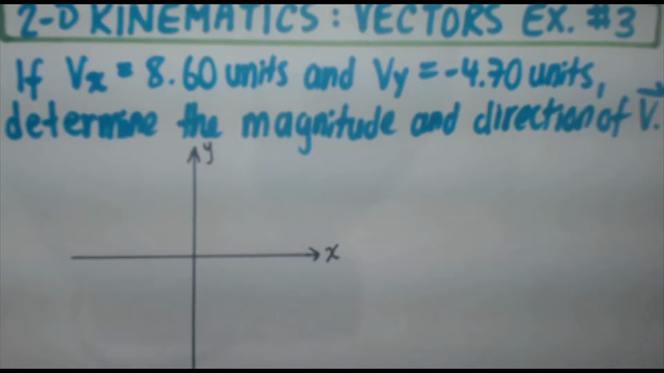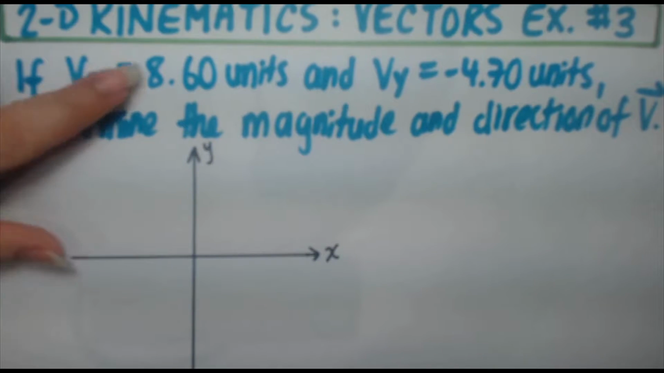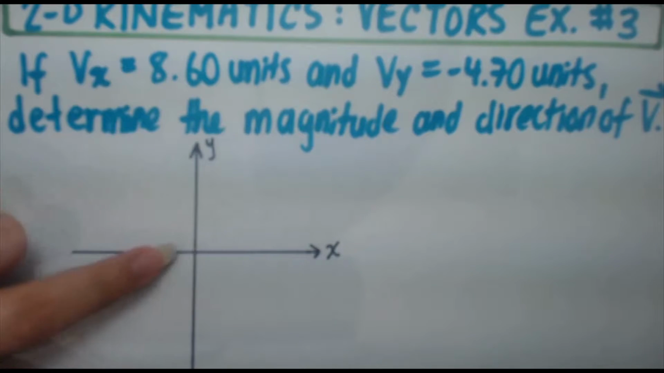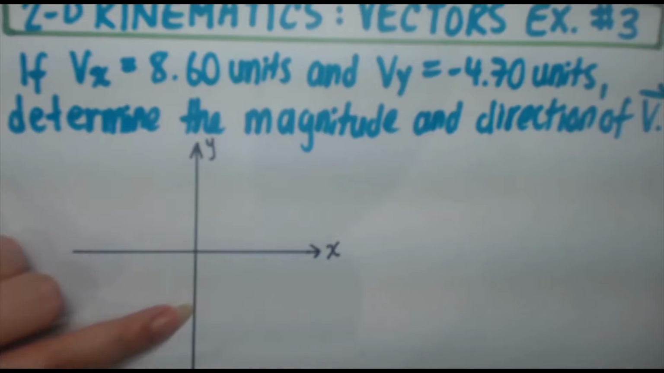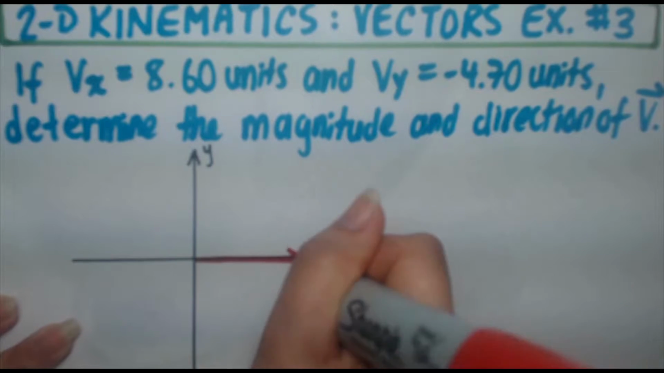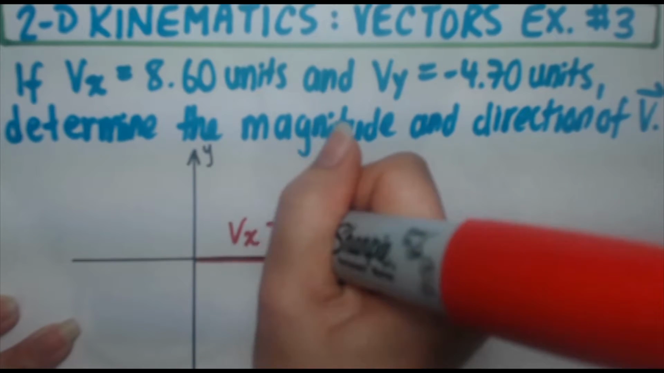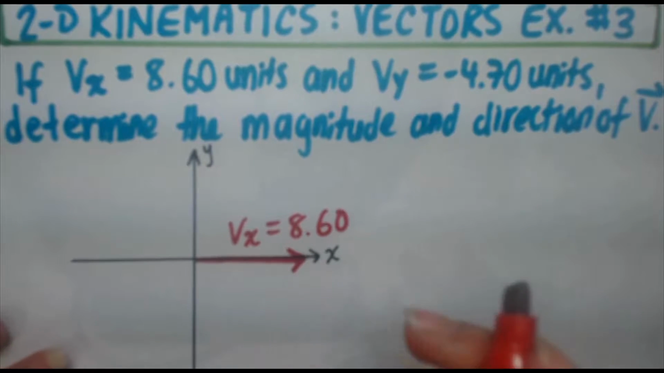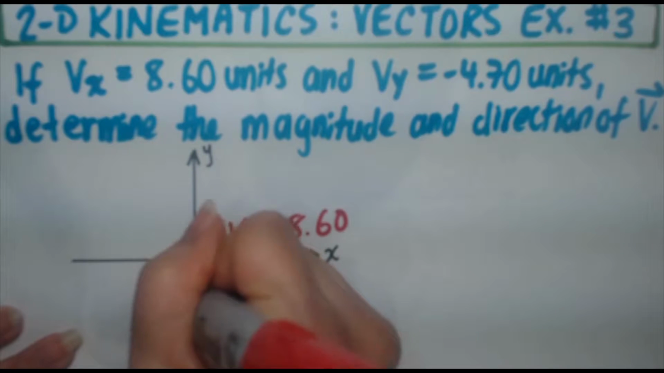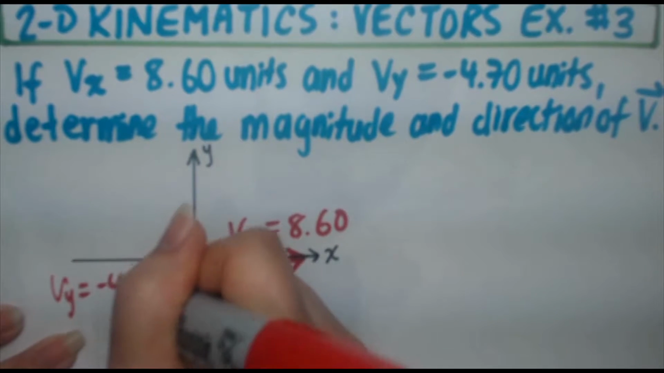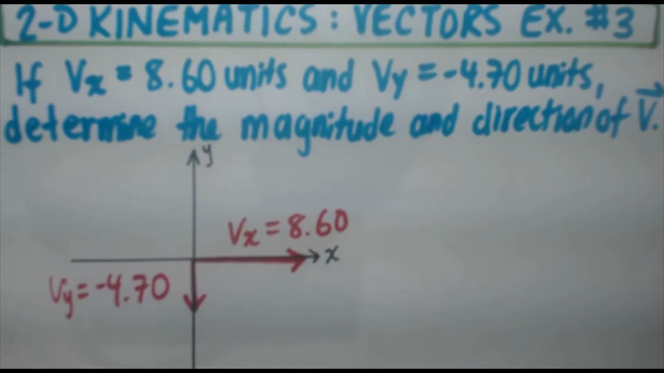Okay, so Vx is 8.60 units. That's going to be along the x direction. Vy is minus 4.70. That's in the y direction, in the negative direction. Okay, so let's go ahead and draw those in. So we've got Vx, which is 8.60 units. Vy is minus 4.70. Okay, so that's Vy, minus 4.70 units. Okay, so there we go.